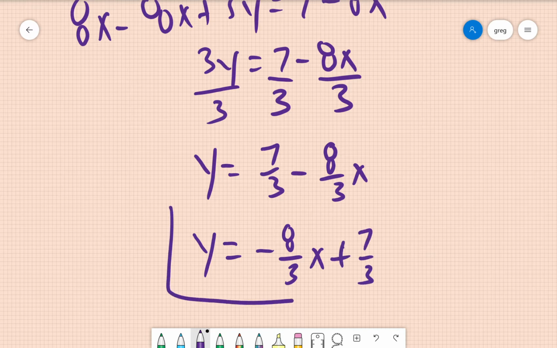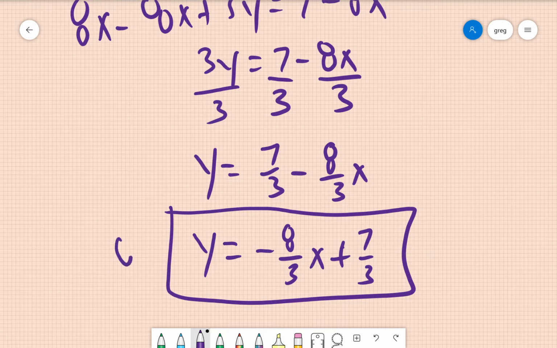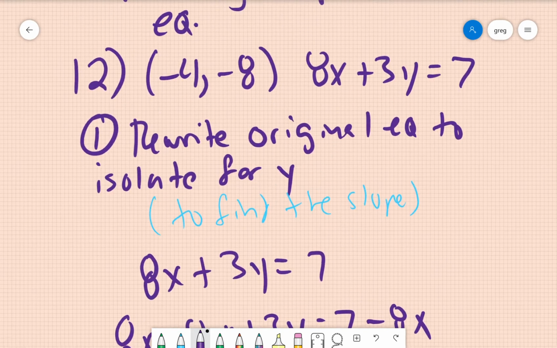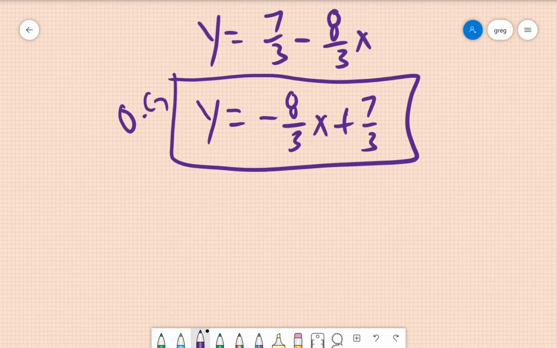Put a box around that. This becomes your original equation. I can put the OG there if you need to. That's your original. So you're going to make a perpendicular off of this equation, one that's perpendicular to this one. So now step 1 was to rewrite original to find the slope.